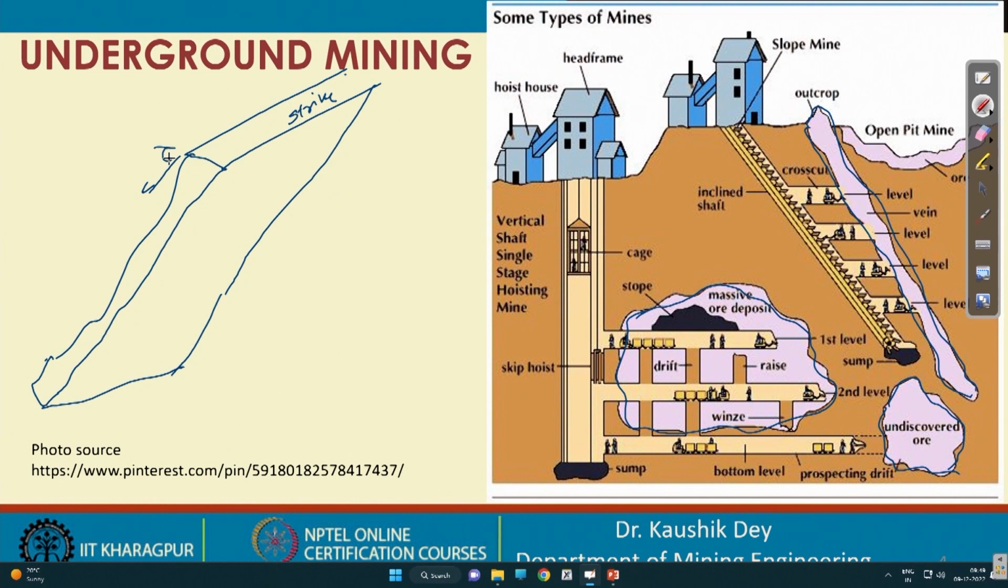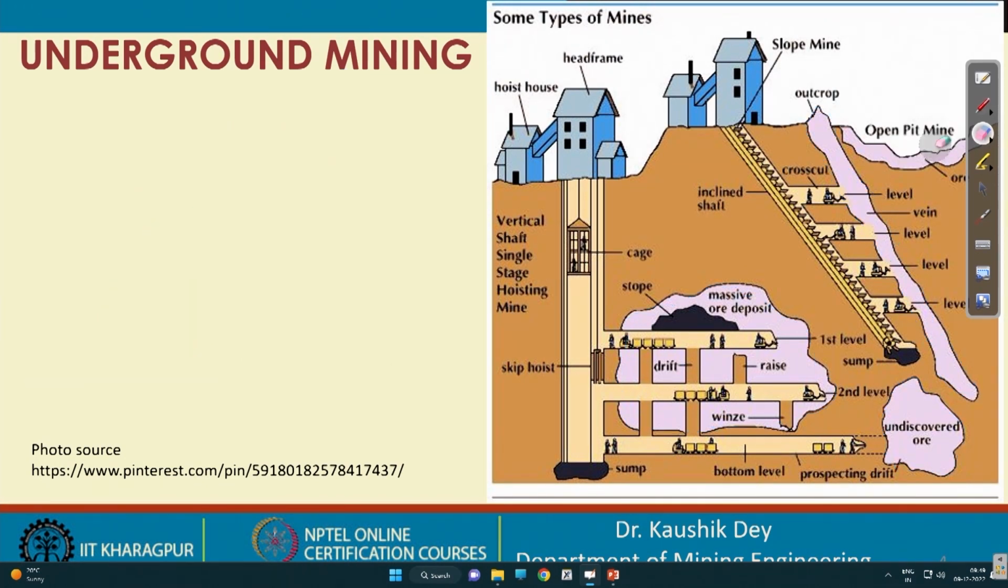In the strike direction it may be kilometers, or a few hundred meters, but depth wise it is also a few hundred meters. That is the problem, and that is why multi-level operations are carried out in underground mines. You can see this is one level, this is another level, and another level, and there may be 30 to 60 meter RL differences between these levels.